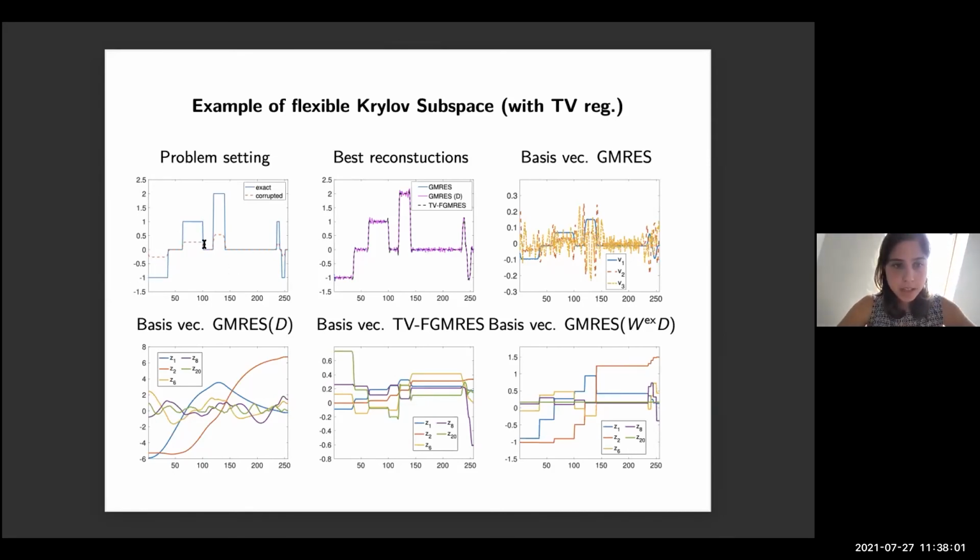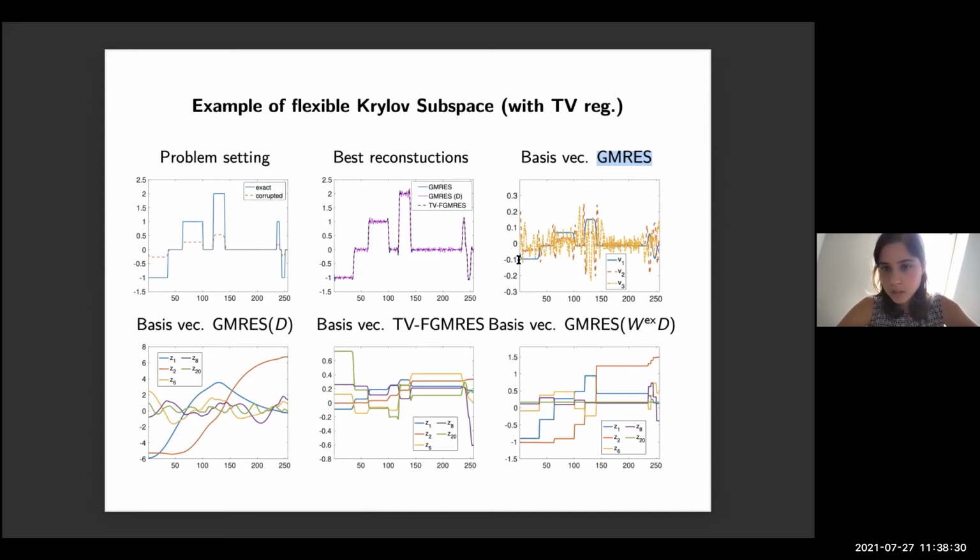So I have this exact image, the blue one, and I have some corrupted version of it. And I want to obtain a reconstruction of the exact one, right? So I use different things. Just for comparison, these are the two main important things. If I just use GMRES, so I basically use my Krylov subspace without any flexibility, and I just look at the basis vectors. I'm not saying anything about the reconstruction. I don't want to spend time on that.